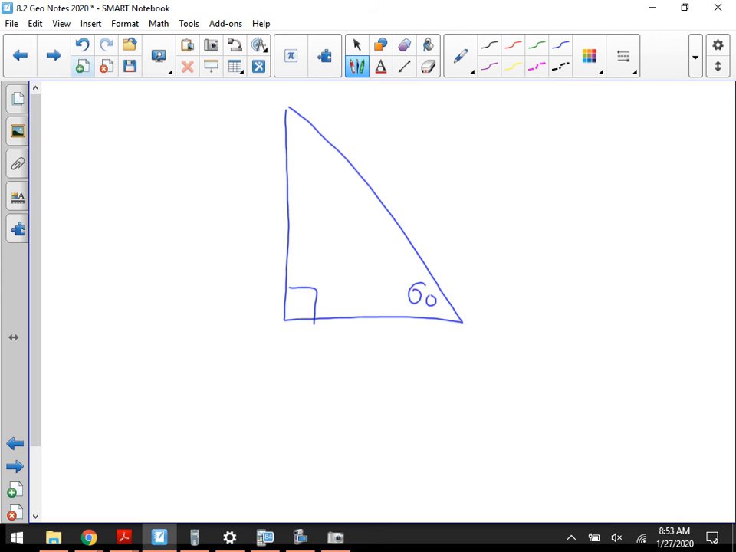It might give you the 60, it might give you the 30. If it gives you a 30 or a 60, it means it's a 30, 60, 90 triangle. And let's say we know across from one of the angles, for example, across from here is 20, and I need to figure out the other two sides. Here's the way that we do this each and every single time.